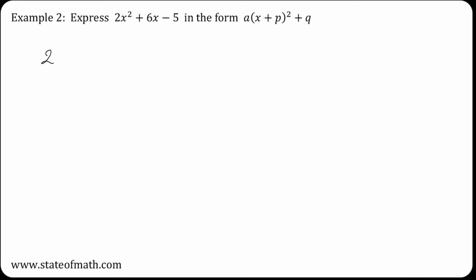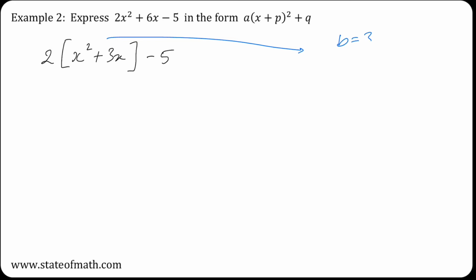So this will give me 2, and I'm going to use a square bracket, x squared plus 3x, close my square bracket, minus 5. Again, I just concentrated on 2x squared plus 6x, and I've taken a 2 as a common factor. Now let's take what is inside the square bracket, x squared plus 3x, and go to the side. Note that for this expression, the coefficient of x is 3, so b equals 3. Hence, b over 2 is equal to 3 over 2.